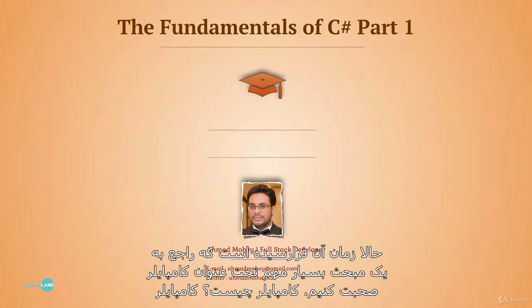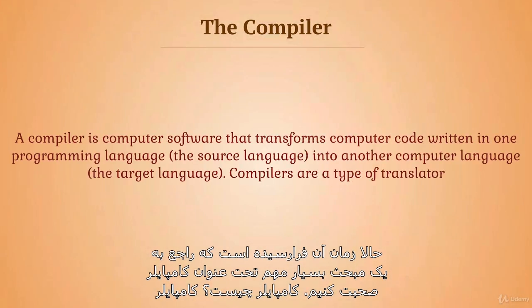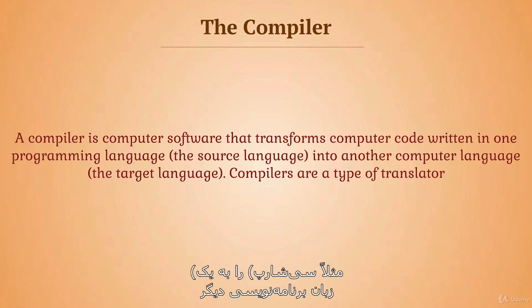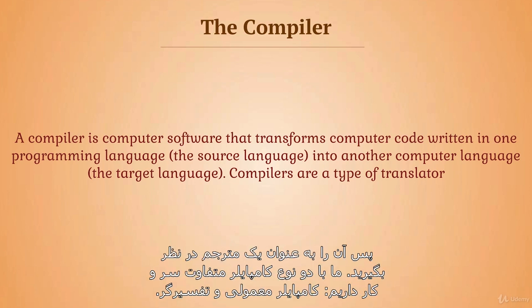Welcome back. Now it's time to look at a very important concept, which is compilers. What is a compiler? A compiler is computer software that translates a code that you have written in a specific programming language, for example C#, into another programming language, for example the machine language or the assembly language that you have seen in the previous lectures. So think of it as a translator.